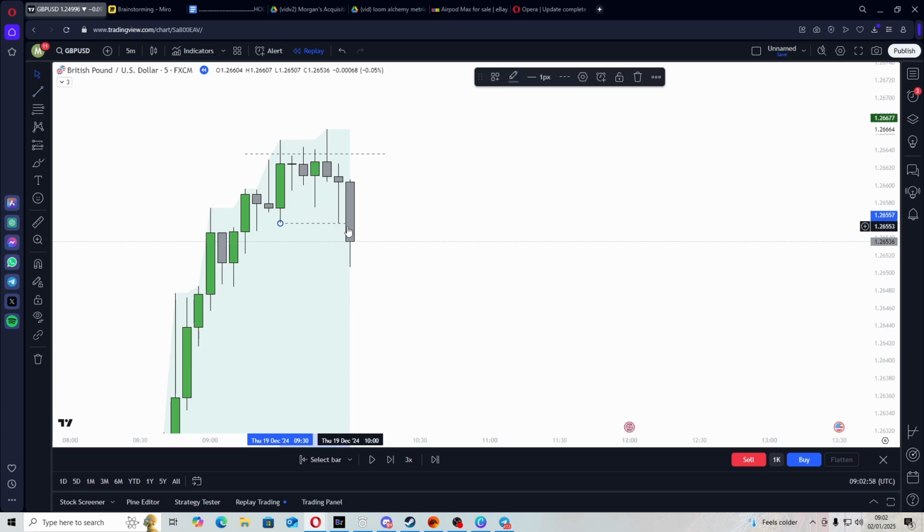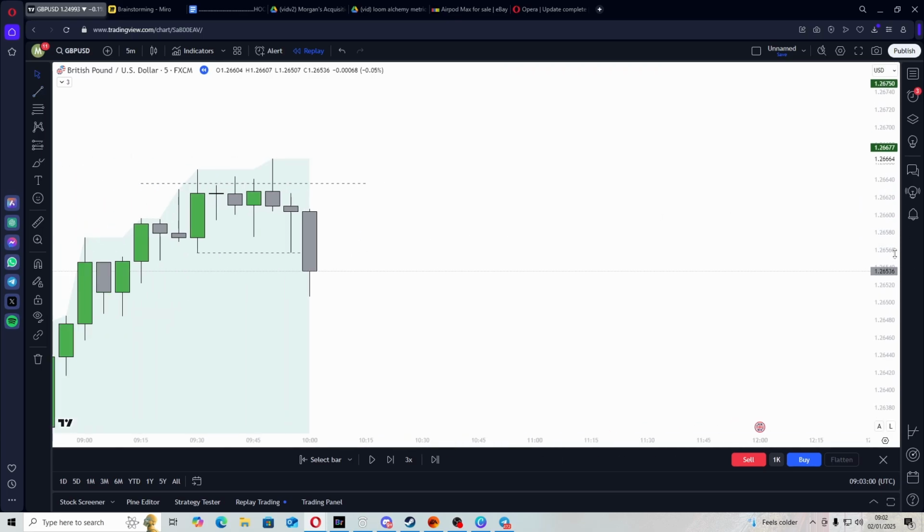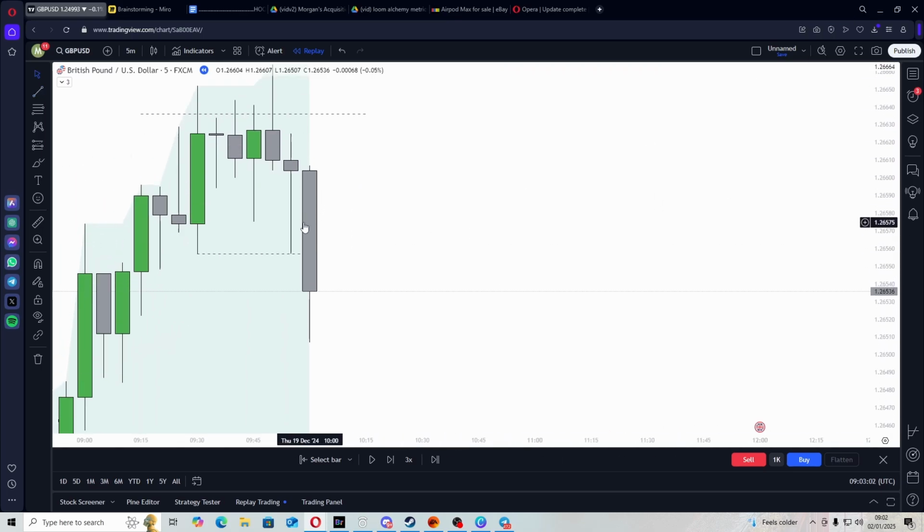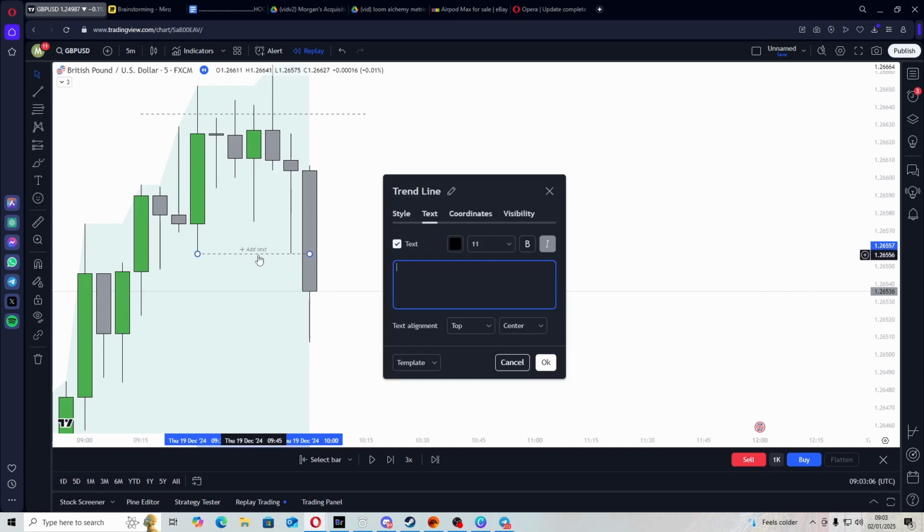So this is the market structure shift right here, and this is the engulfing candlestick because the candle body compared to the candle body before it is very large, and that's what makes an engulfing candlestick. So this is the market structure shift right here that we needed.